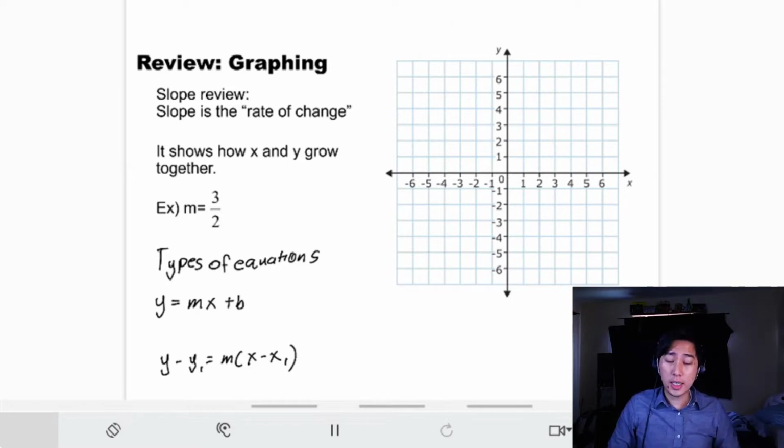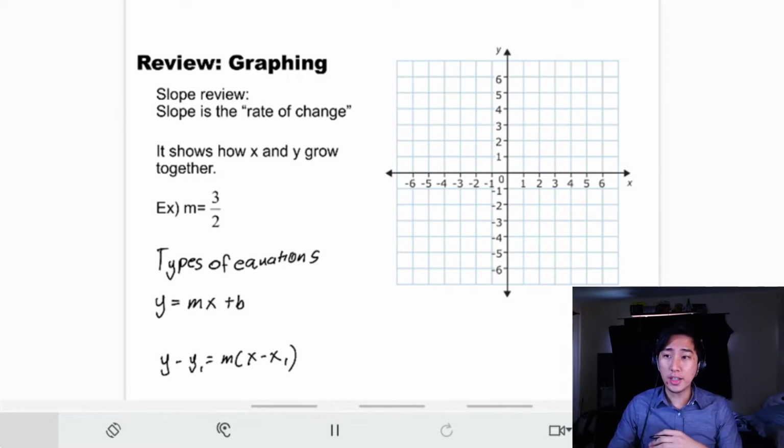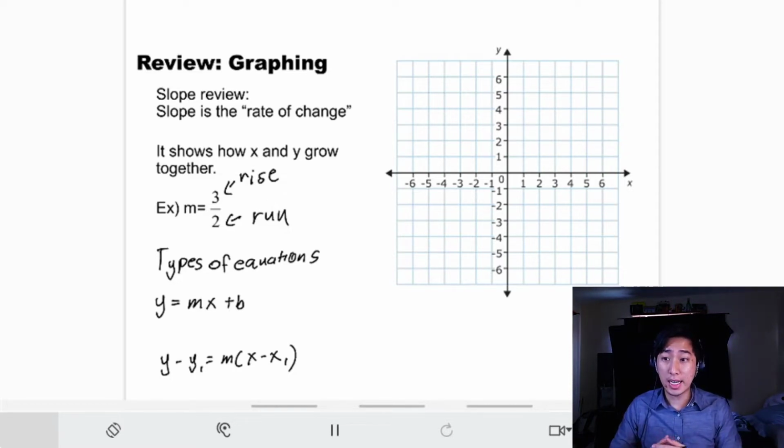Now, this is where we're going to get into quick graphing. What quick graphing does is it takes what we know about slopes, points, and lines and puts them all together. So let's do a quick review of what we know so far. We know that slope is rate of change. It shows how x and y grow together. For example, if I have m equal to 3 over 2, and m is our variable for slope, what we're saying is that I rise 3 and I run 2. Another way we said it is that my y changes 3 when my x changes 2. What this is telling me is that for every 3 I go up, I have to go 2 to my right.